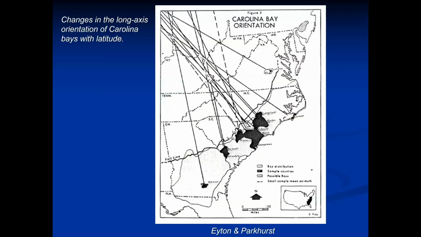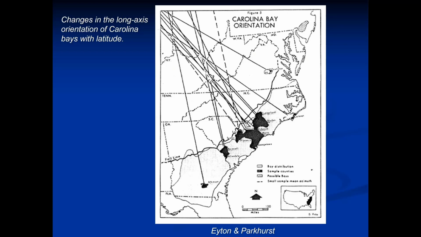And what we see, if you look from down here, even in northern Florida, all the way up, is that the orientations of the bays change. This is the long axis orientation of the bays, right? And so this line is drawn through. You can see how, as you increase in latitude, the long axis orientation changes.